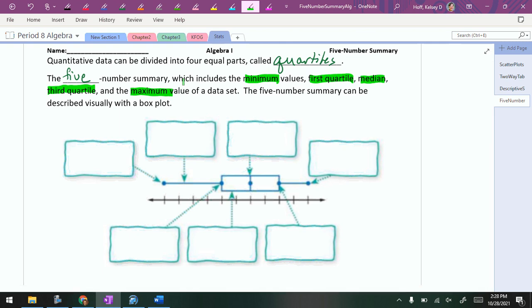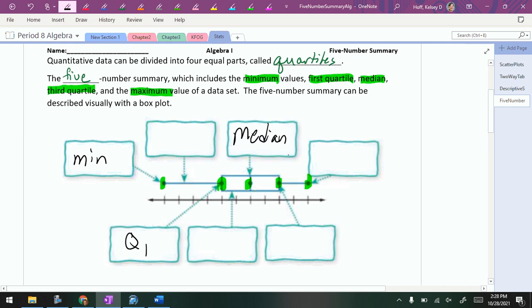The 5-number summary creates a box plot, and it's a way for us to visualize data. Notice how many dots are on the box plot? 5. So guess what those 5 are? Starting on the left, this is your min. This is your, what I call Q1, quartile 1. This is your median. This is your Q3, and this is your max.